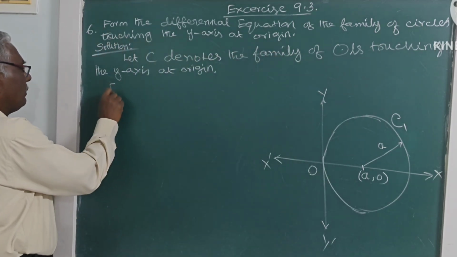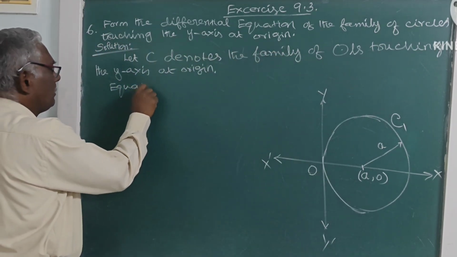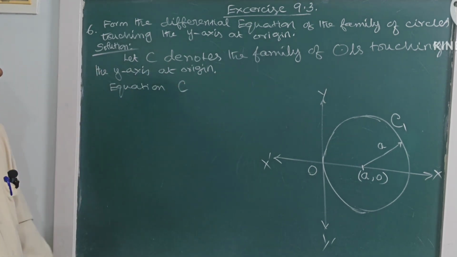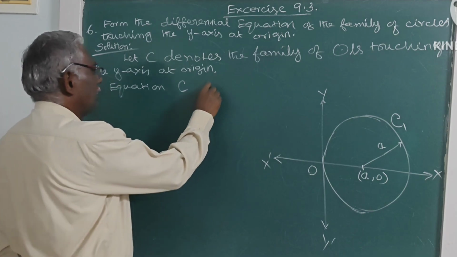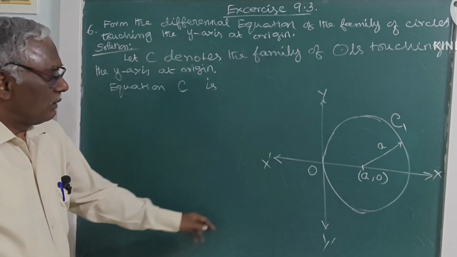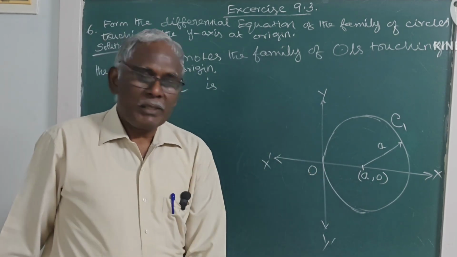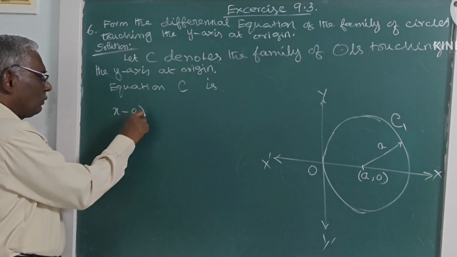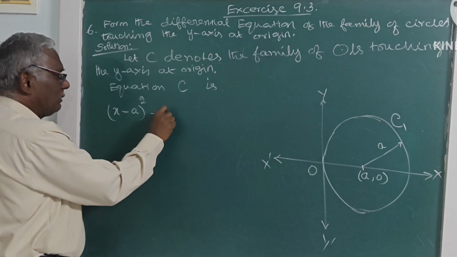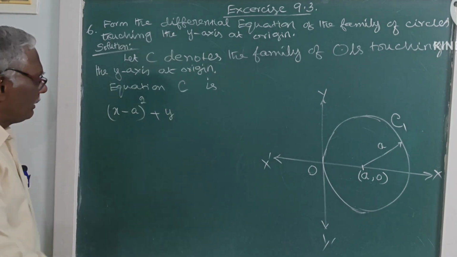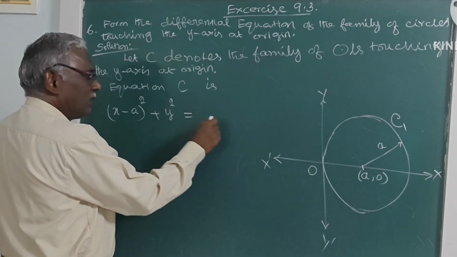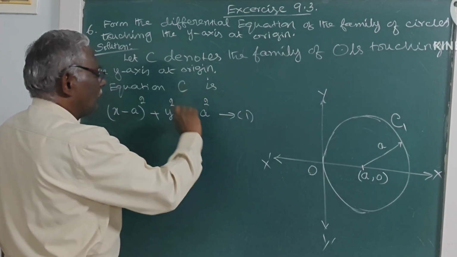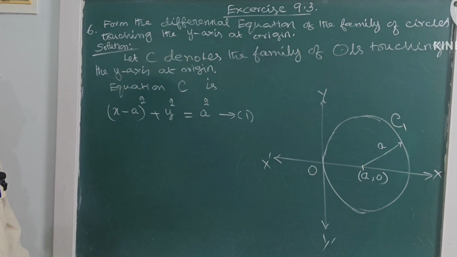So the equation of C, that is the family of circles touching the y-axis at the origin, is (x minus a) whole square plus y square is equal to a square. That is, (x minus a) whole square plus (y minus 0) whole square, that is y square. The radius is a only, so a square. So this is the given equation.